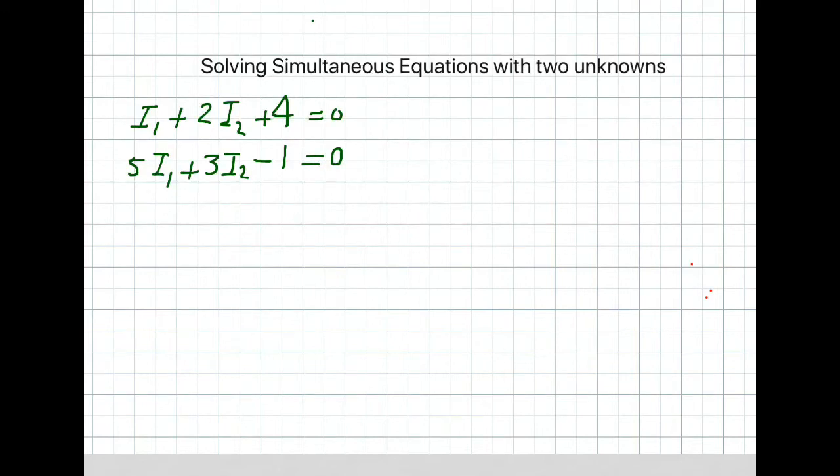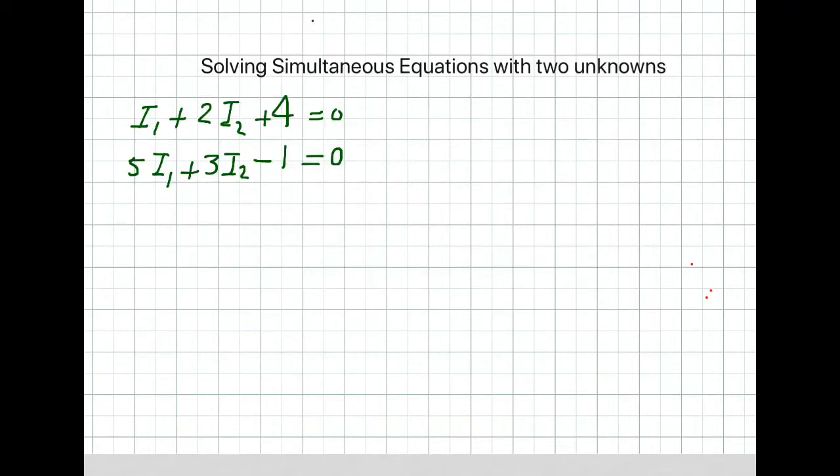Hi, in this video I'm going to show you how to solve two simultaneous equations with two unknowns. You've already had one example in your notes, and I'm going to do another one here in this lesson. So the first thing we have to do is to rearrange these two equations.